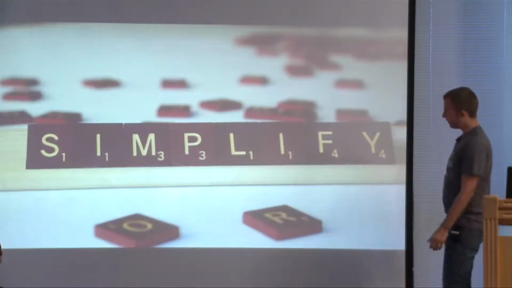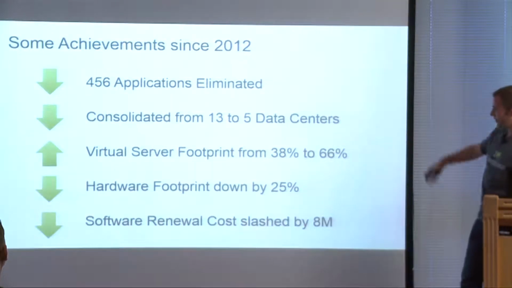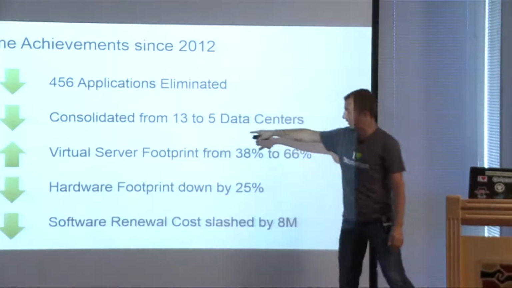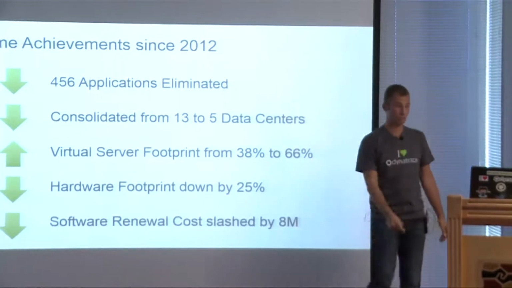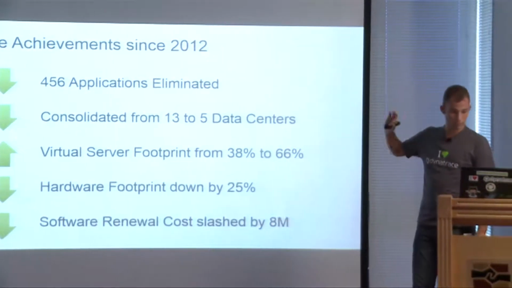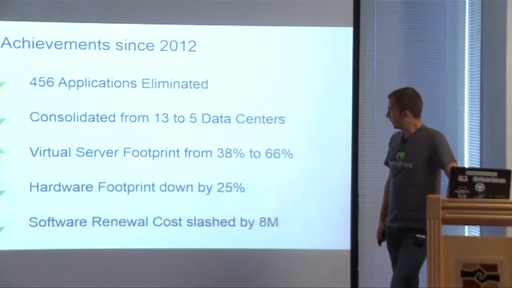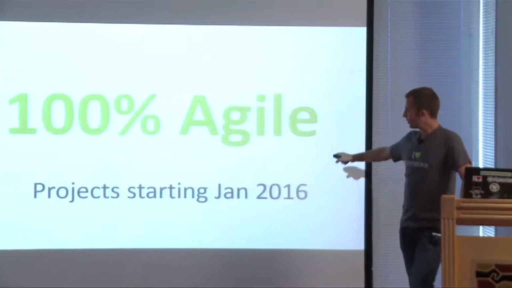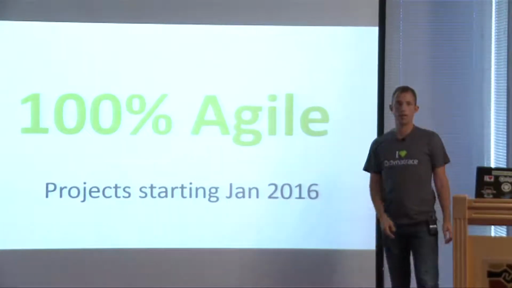Overall, they had to simplify, which was a key thing, and here are just some stats from them, what I thought was very interesting. I told you about the applications that they eliminated. They consolidated data centers from 13 to 5. It was quite phenomenal. They're moving most of it to virtual. Yeah, a lot of interesting stats. What's next for them? Starting by January 2016, they are 100% agile.